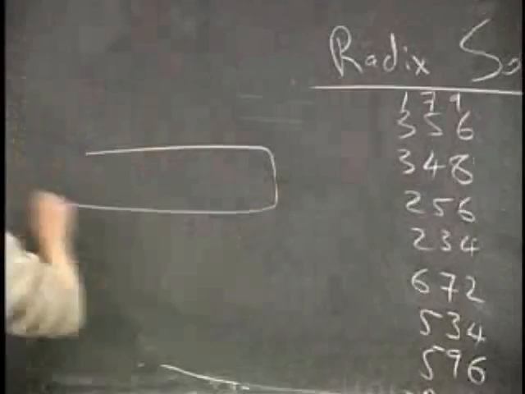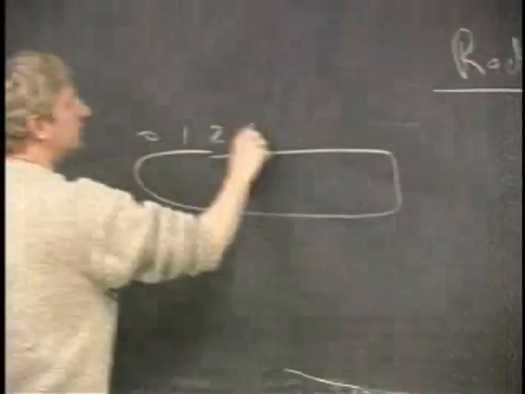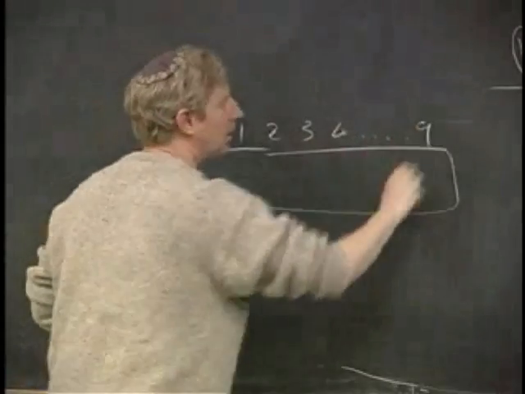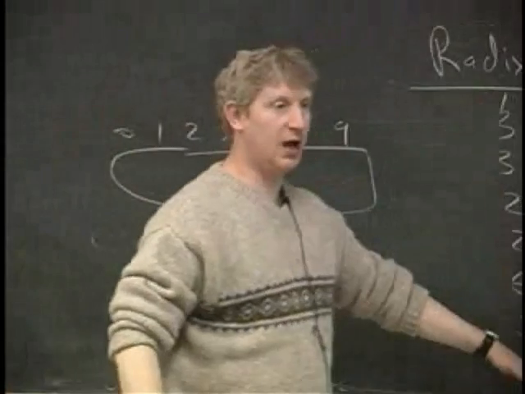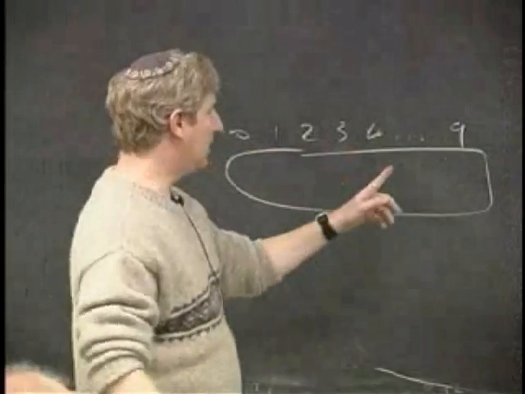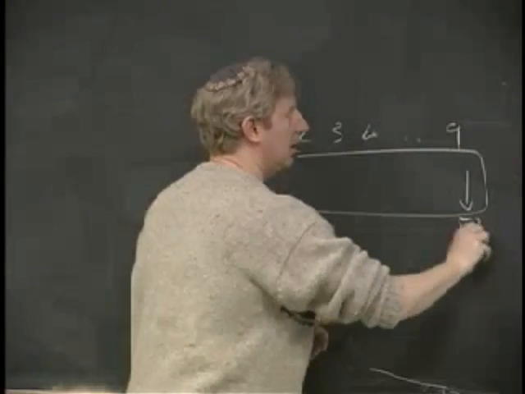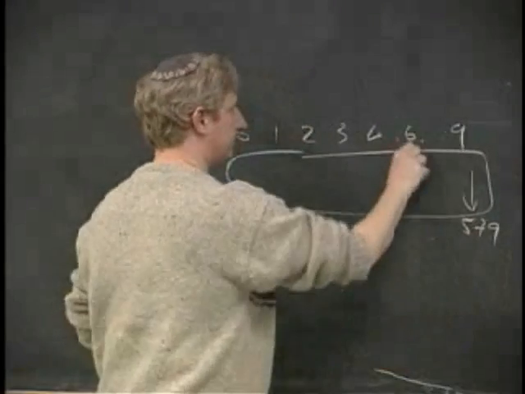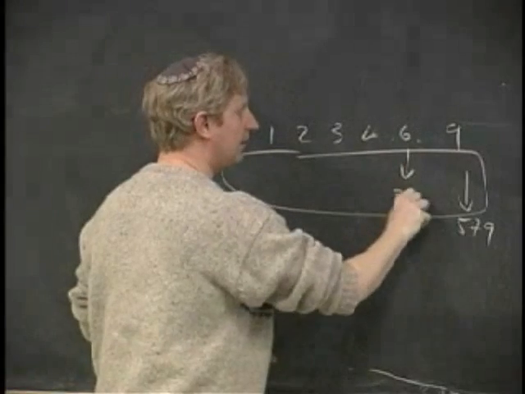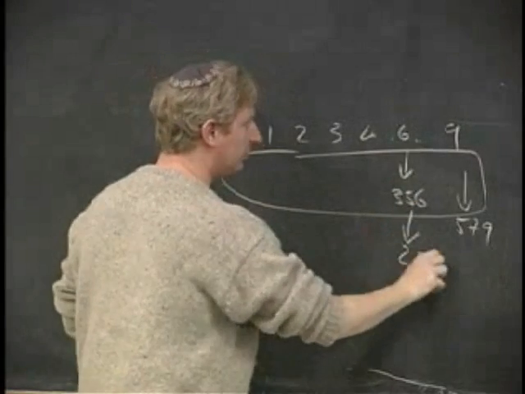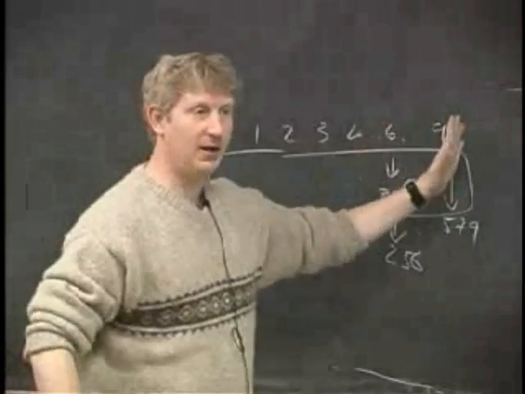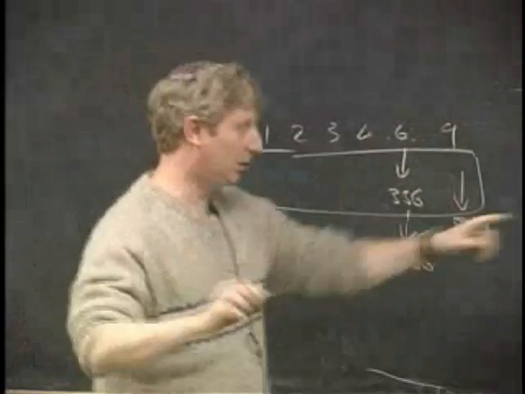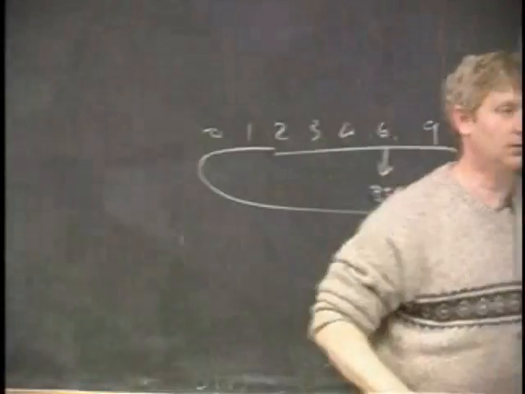Because we have 0 through 9. And what we're going to do is run through these numbers one at a time. If we get something that ends in a 9, we're going to put it here. Something that ends in a 6, we're going to put it here. Something else that ends in a 6, it goes here. And then later we're going to go through the whole array, copying them out back into an array that looks just like this. Oh, I see what you're saying.